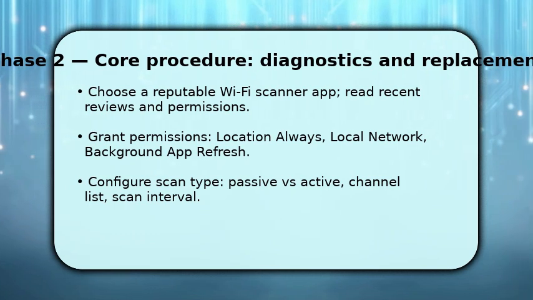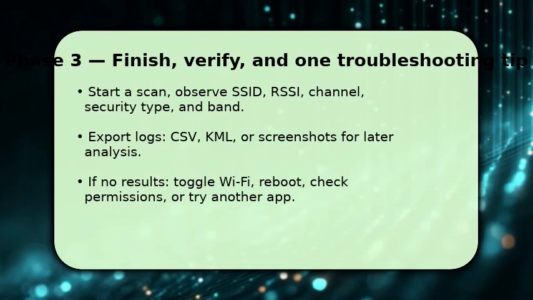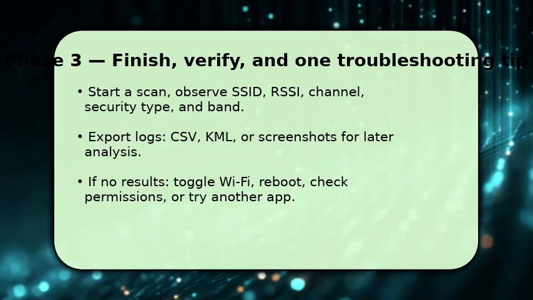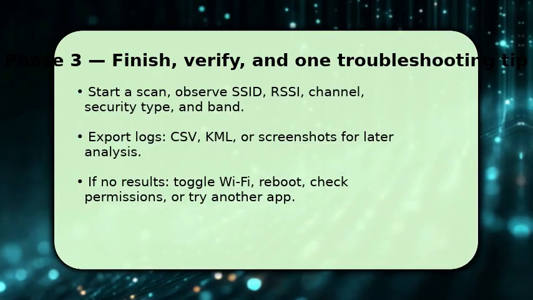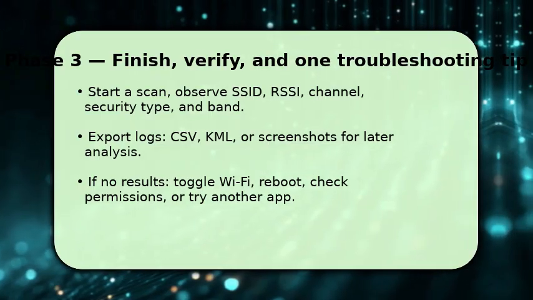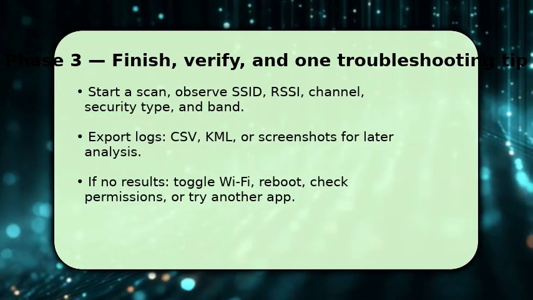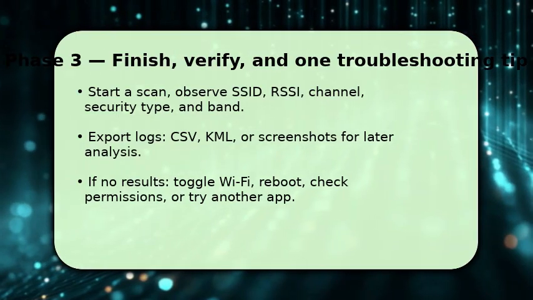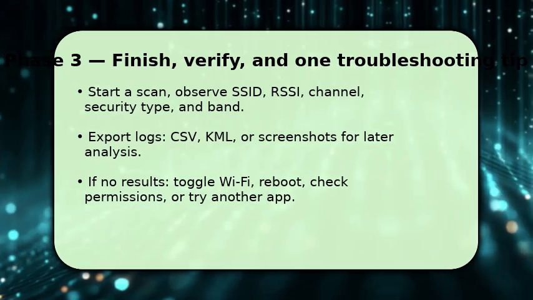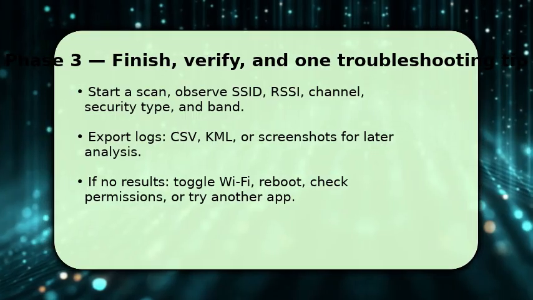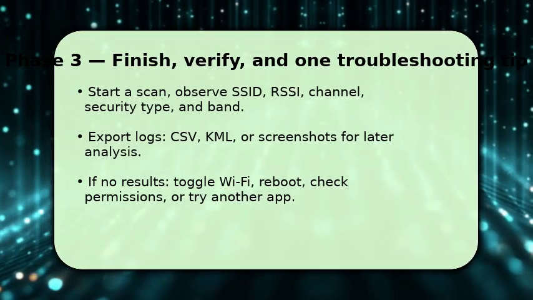You perform the scan next. Launch the app and start scanning while walking the area. Watch SSID names, RSSI values, channels, band 2.4 GHz or 5 GHz, and security types to locate interference and weak spots. Once done, export logs as CSV or KML for mapping, or take screenshots for quick reference. If you see no networks, try troubleshooting: toggle Wi-Fi, reboot the phone, recheck location and local network permissions, or install an alternate scanner app.